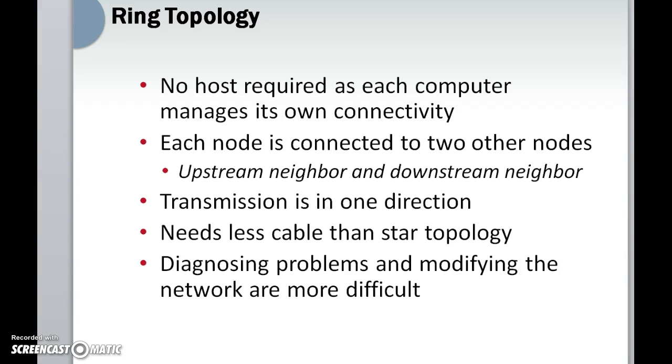Also, we have ring topology. There is no host required, as each computer manages its own connectivity. Each device incorporates a receiver for the incoming signal and a transmitter to send the data to the next device in the ring. The network is dependent on the ability of the signal to travel around the ring, and the transmission is in one direction. It needs less cable than the star topology. Diagnosing problems and modifying the network is, however, more difficult.